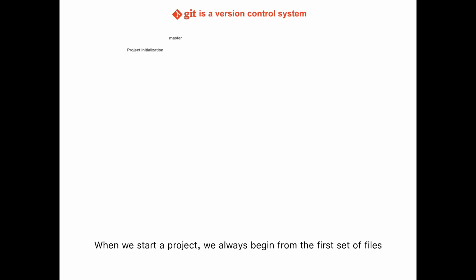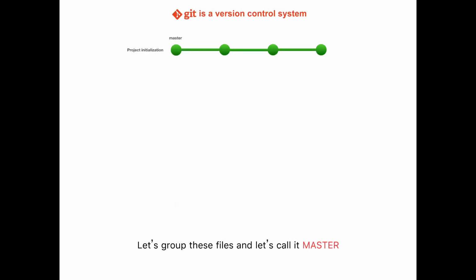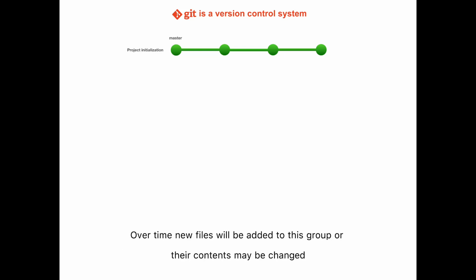When we start a project, we always begin from the first set of files. Let's group these files and let's call it master. The dots represent the same group at a particular point in time. Over time, new files will be added to this group or their contents may be changed.